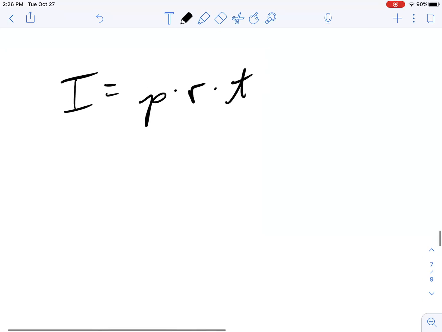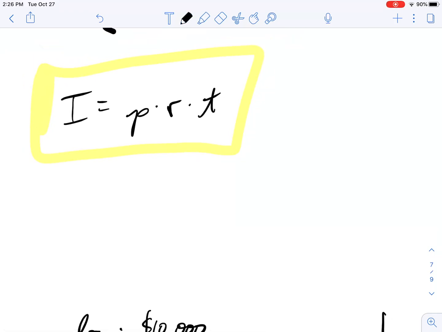When we're talking about this, there's one equation that kind of rules over everything. It's the equation I equals PRT. And before you freak out, I know that you don't really know algebra. Once again, I'm surprised that Edgenuity is teaching you this. But with that, I'm going to help you, okay?